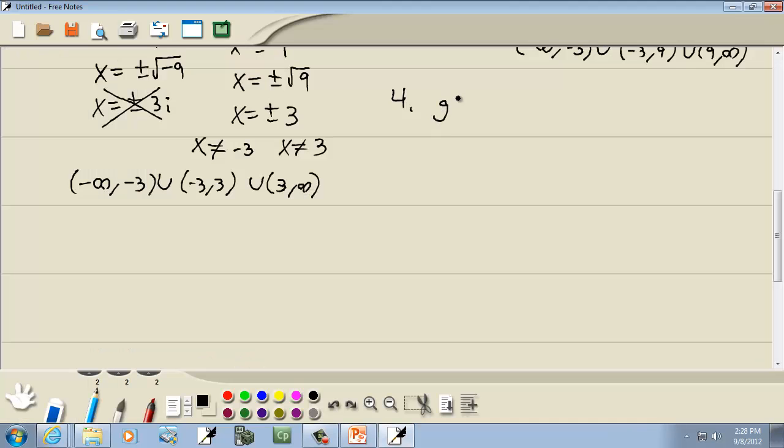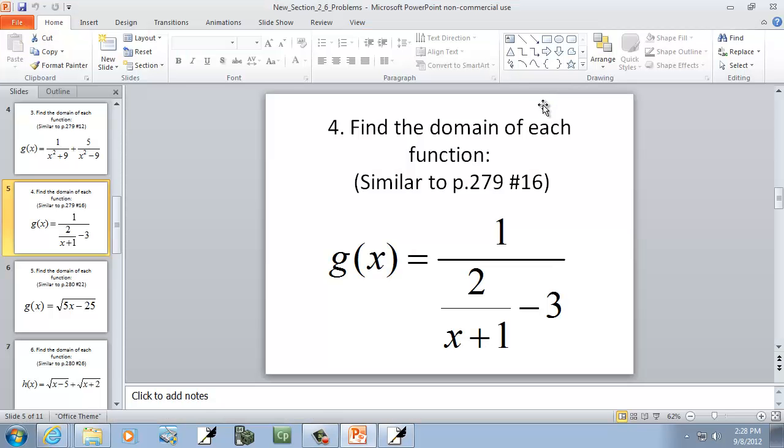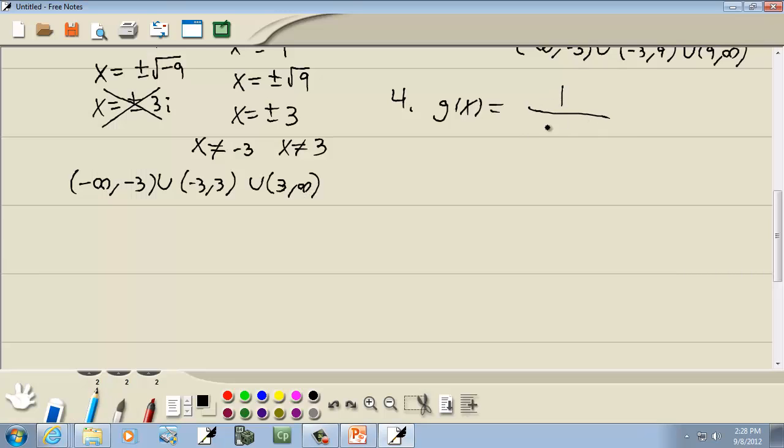So we got g of x is equal to 1 over 2 over x plus 1 minus 3. Well, same idea. If we have a fraction, you set your denominator equal to 0. But in this case, we have two denominators. We have an inside fraction here. This is called a complex fraction, specifically a complex rational expression.